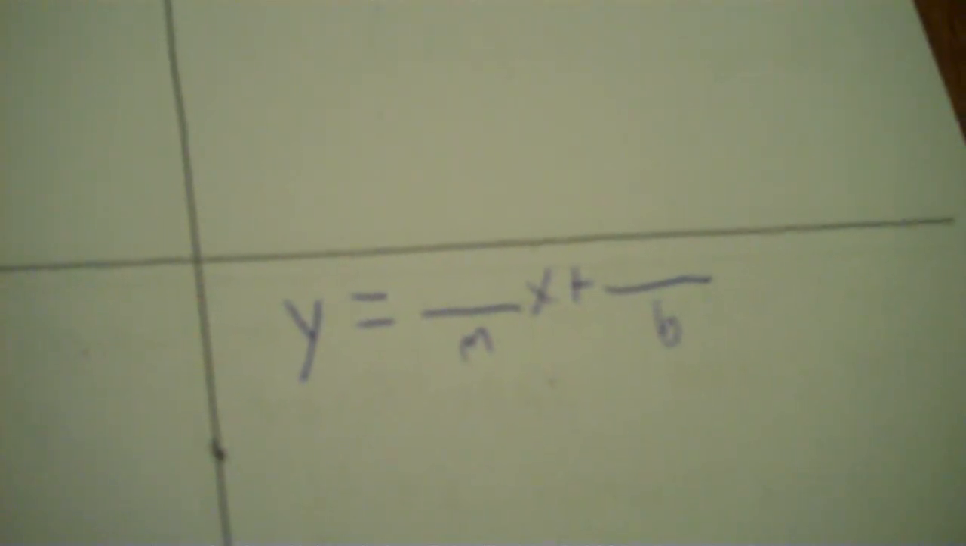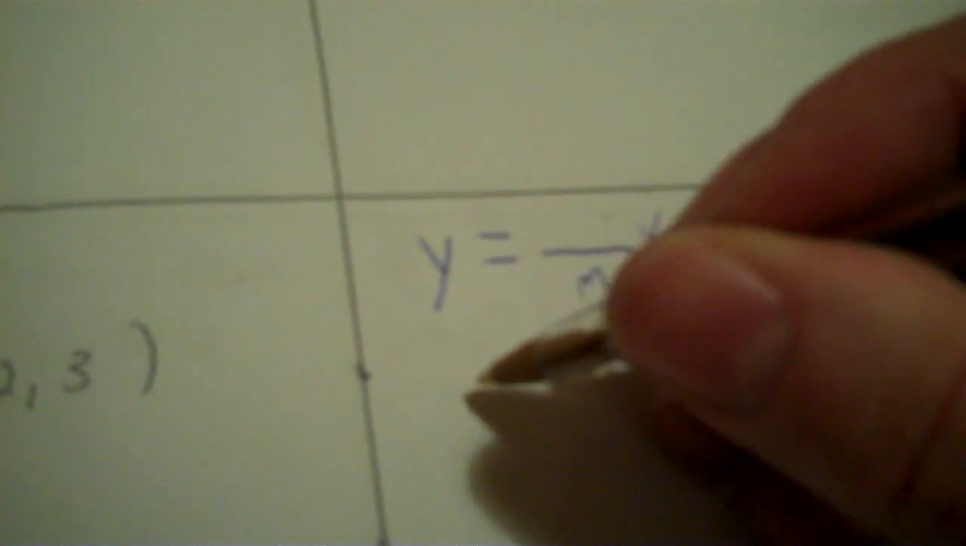Write an equation of a line with the following traits. A linear equation is set up in the form y equals blank x plus blank. This is the m blank, this is the b blank, and we have to find the m and b values. Remember what these mean: m is your slope and b is your y-intercept.